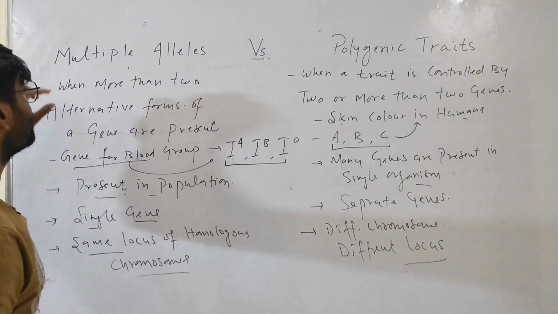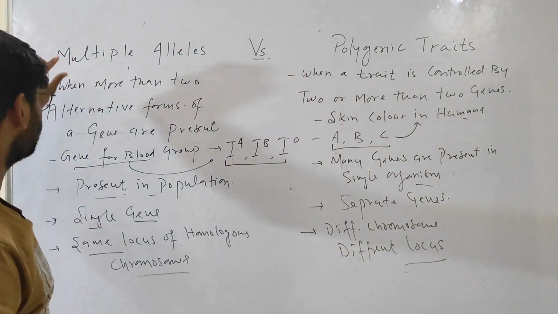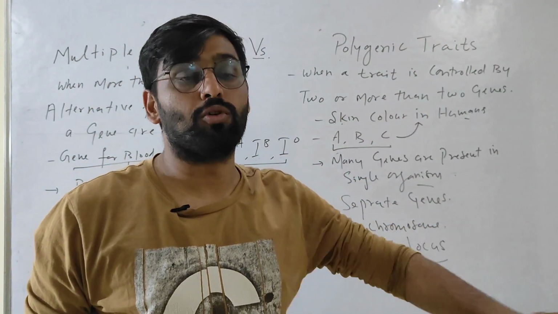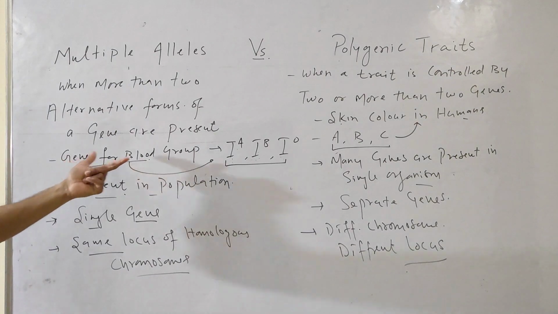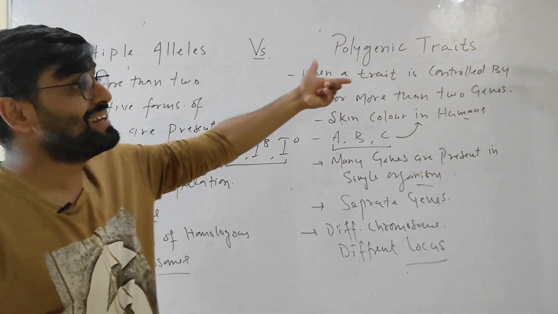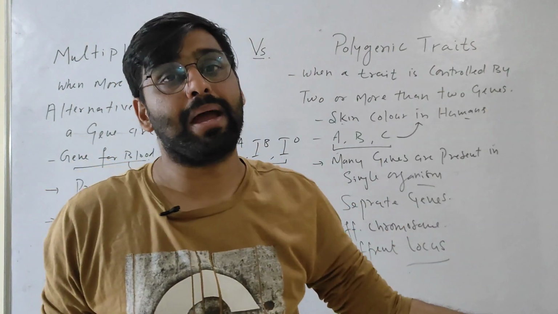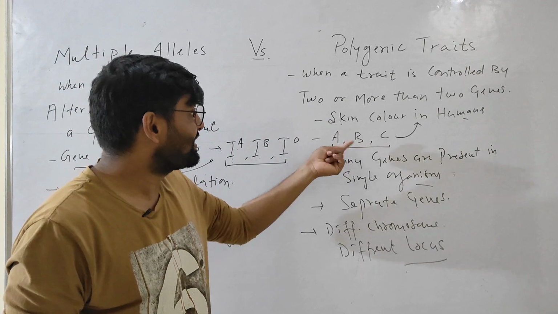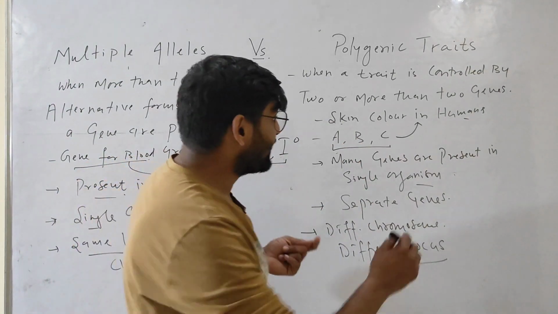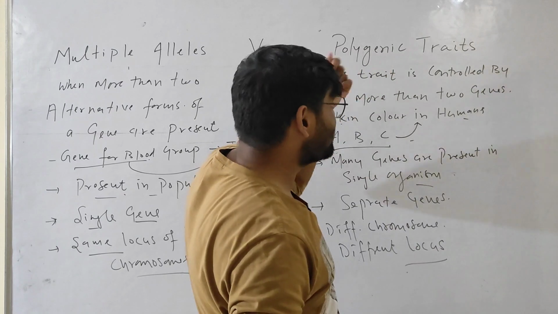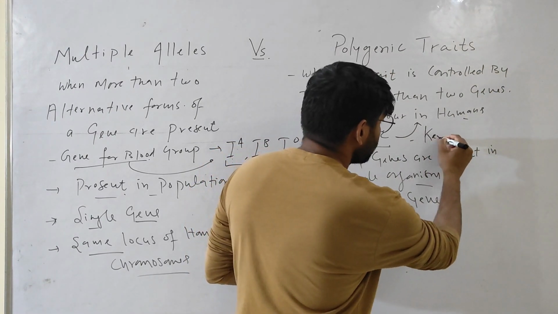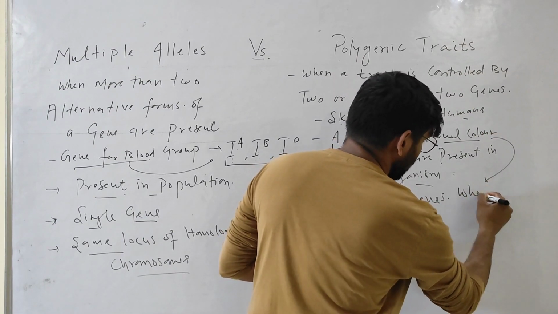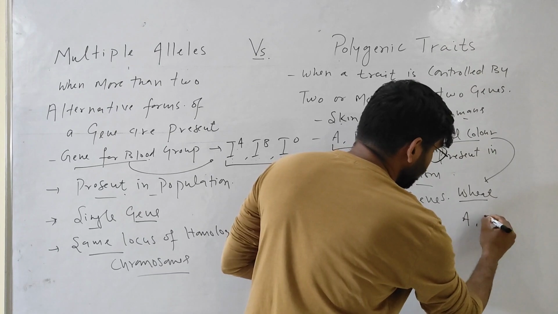So this is the difference between multiple allele and polygenic trait. In case of multiple allele, a single gene has more than two alternative forms or variants. For example, the gene for blood group has three variants. In polygenic trait, a single trait is controlled by more than two genes. For example, skin color. Skin color is controlled by three genes. Another example of polygenic trait is kernel color in wheat. It is controlled by two genes, A and B.